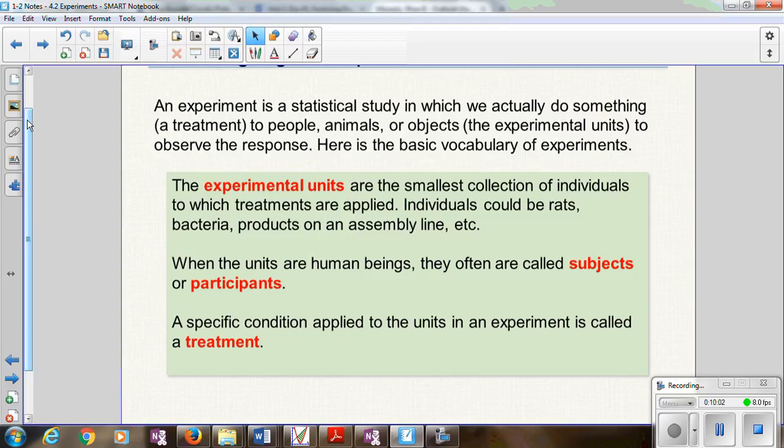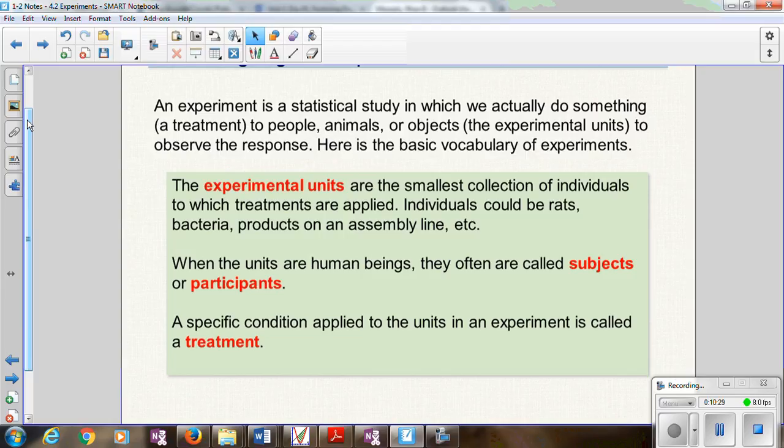An experiment is a statistical study in which we actually do something to people, animals, or objects. And we call these the experimental units. And we do it in order to observe a response. So the experimental units are the smallest collection of individuals to which the treatments are applied. Individuals could be rats, bacteria, they could be products on an assembly line, whatever. When the units are human beings, then we call them subjects or participants.